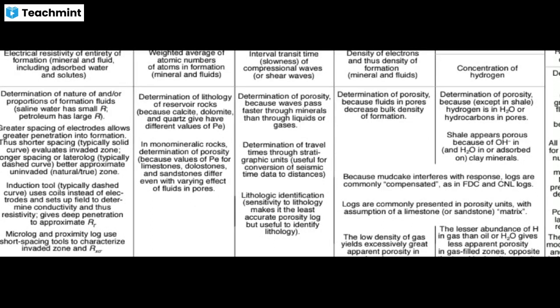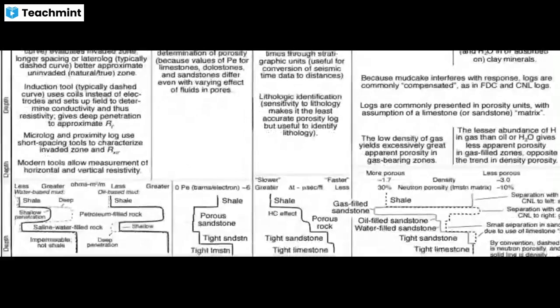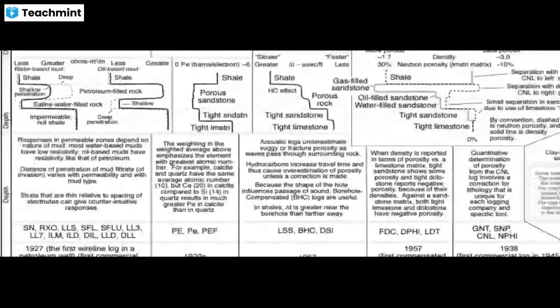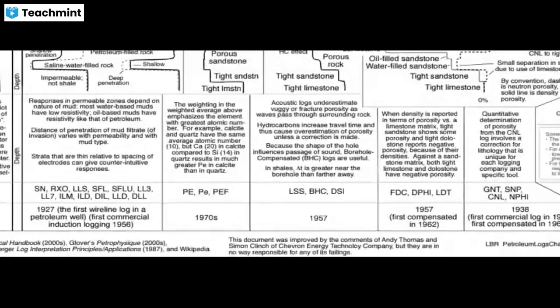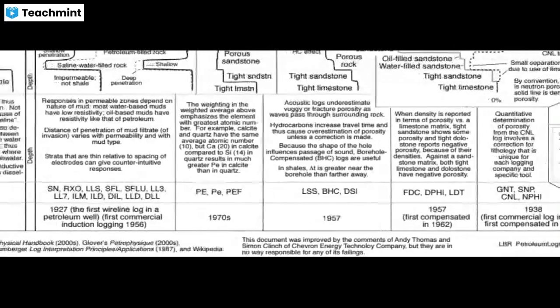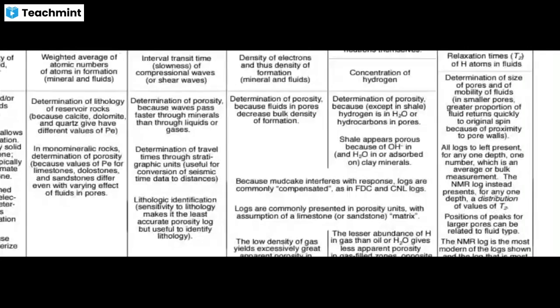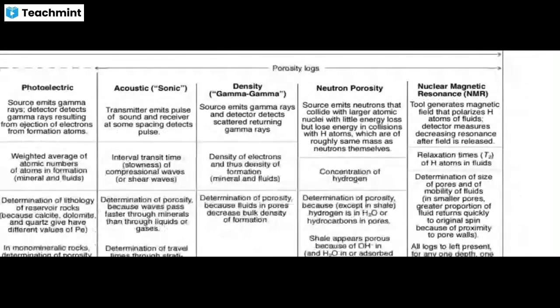So you are able to do the lithologic identification. You can see here where this is tight sandstone or porous rock, gas filled sandstone, etc. So it is noted by LSS, BHC or DS1, 1957 it was observed. And the next one is your density gamma rays.